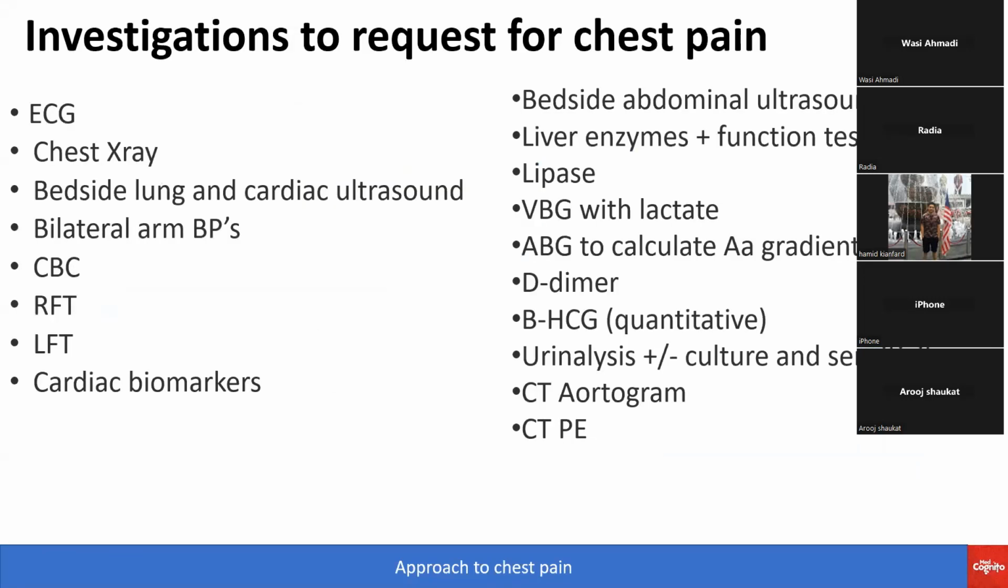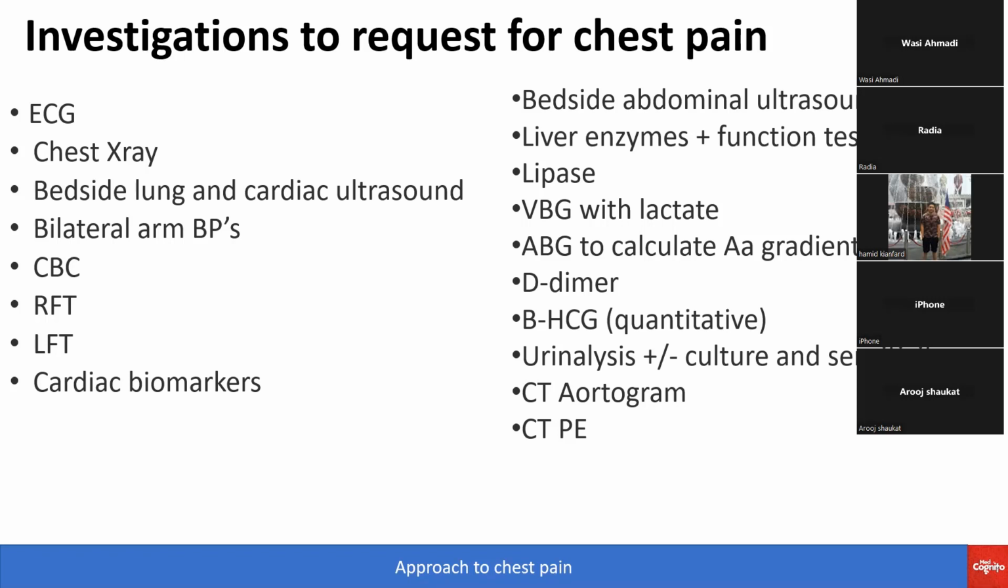So if I have a patient who has chest pain, what are the investigations I'm going to request? First, ECG. That one, no-brainer. ECG. Take blood for troponin levels as well. You can request a bedside chest x-ray. You can do bedside lung and cardiac ultrasound as well. You can check your blood pressure in both arms, because if there's aortic dissection, blood pressure will be elevated in one arm and it may be low in the other arm.